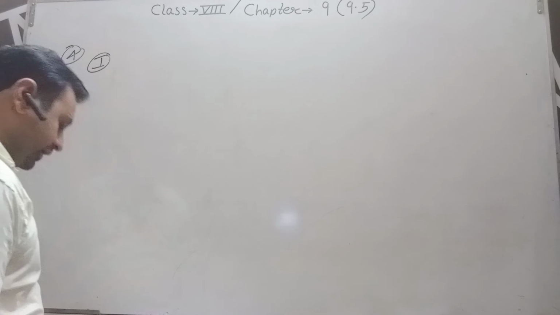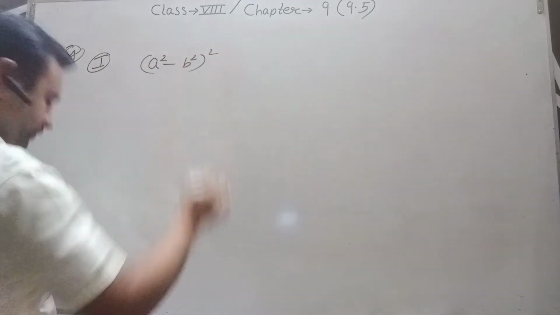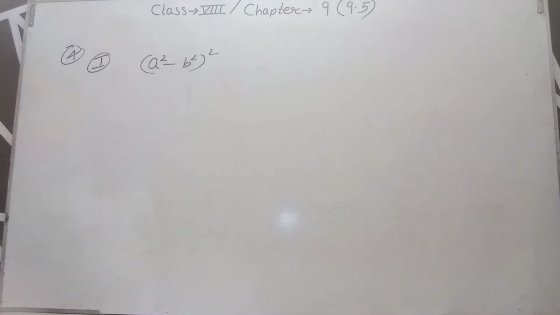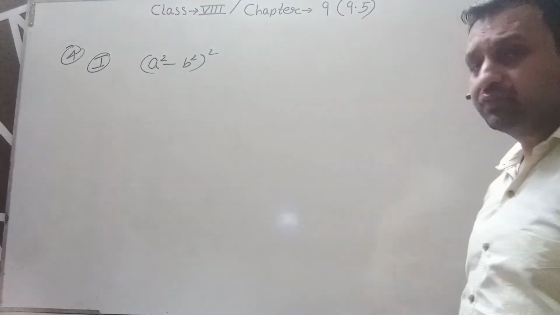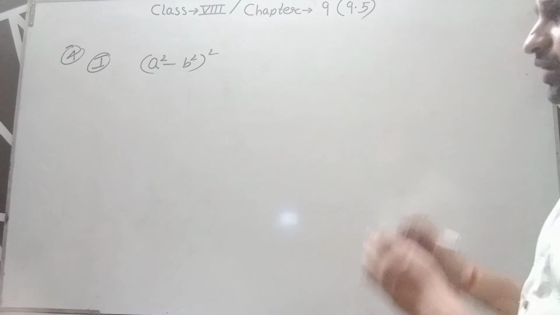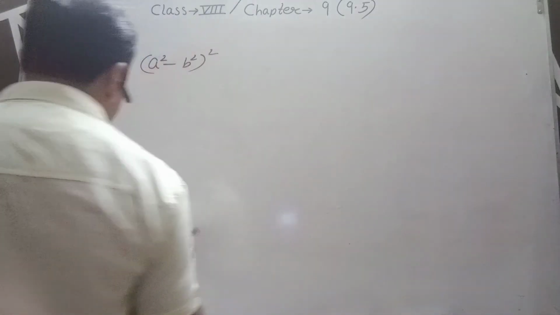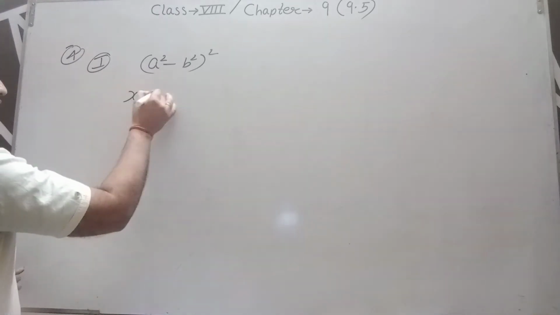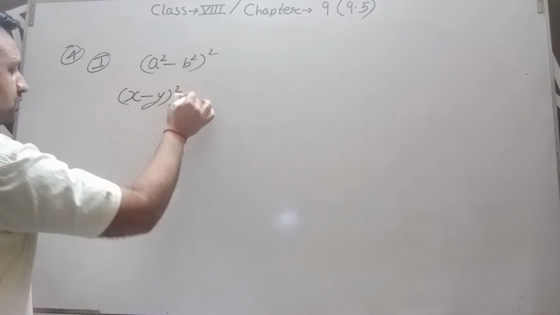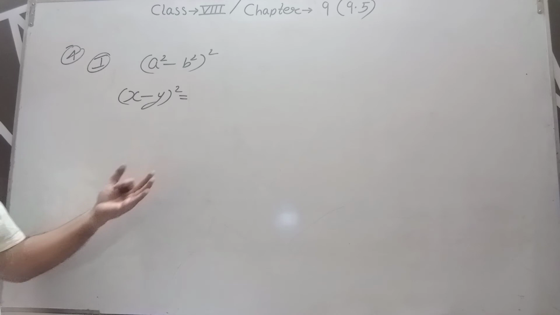The first part is (a square minus b square) whole square, and after comparing we observe that the entity we can use in this part is (x minus y) whole square. I again repeat, if any variable is used in the question, then we change the variable in the entity. Generally it is not compulsory, but it is better that if you change the variable, you will face fewer problems in comparing.